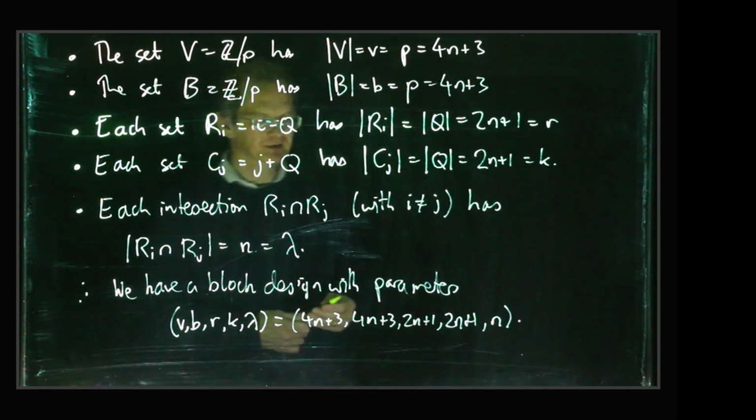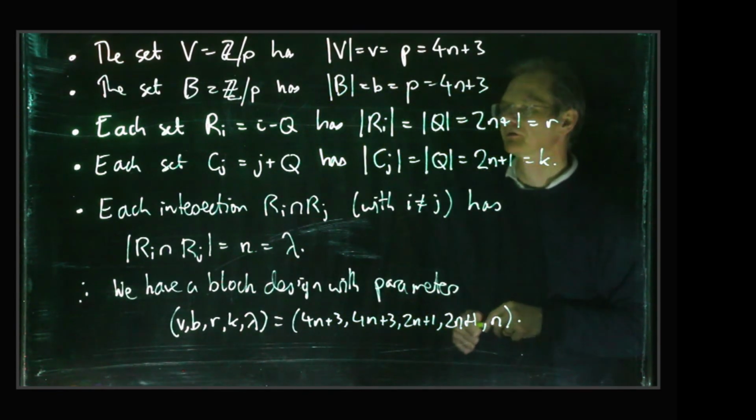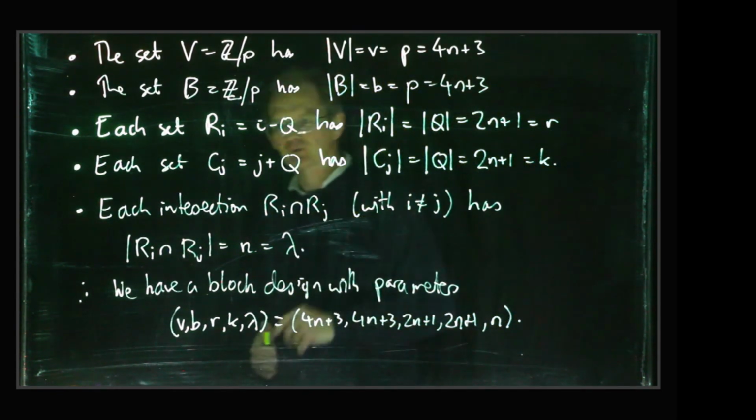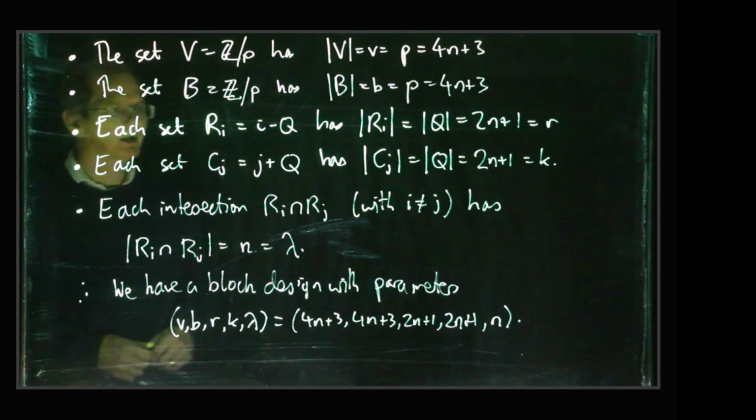Okay, so this is an example where we've used some somewhat non-trivial ideas from number theory to produce a combinatorial object called the quadratic residue block design.